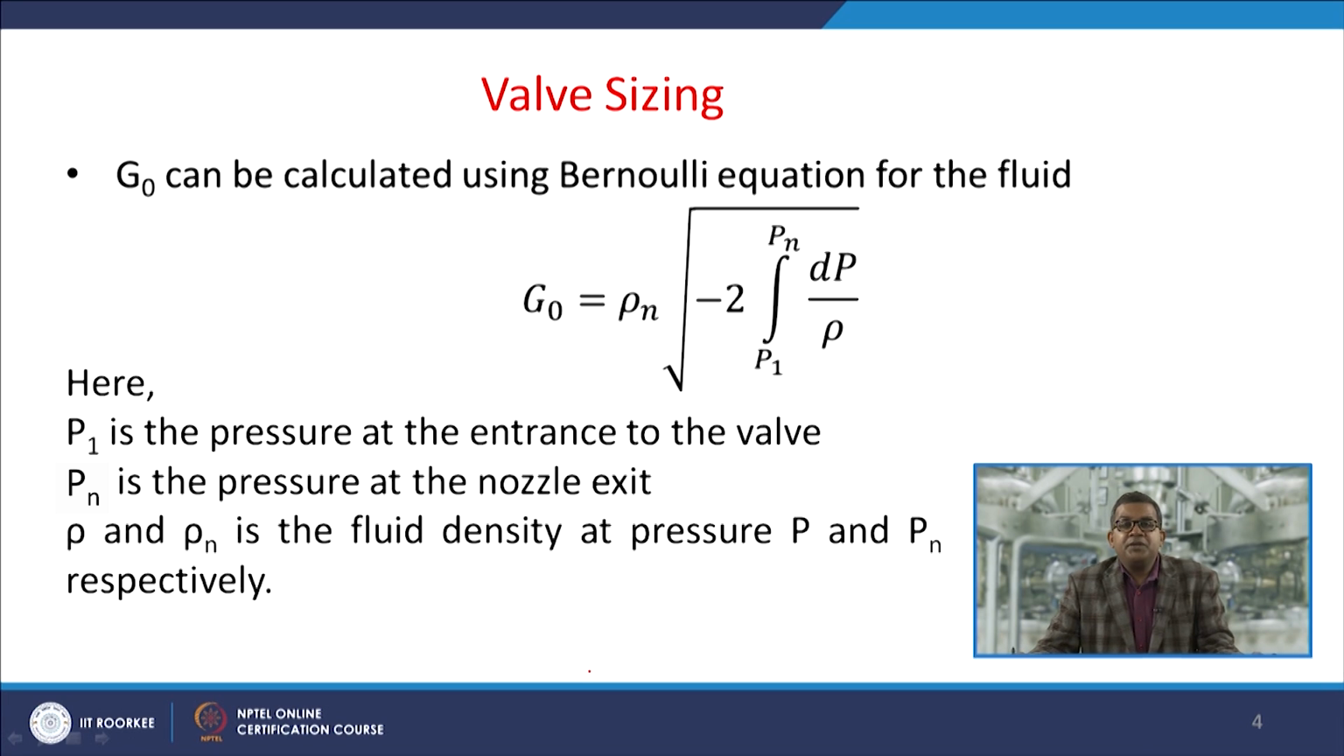Whenever there is a need to calculate G naught, it can be calculated by Bernoulli's equation for the fluid: G naught is equal to rho n square root of minus 2 times the integral from P1 to Pn of dP upon rho, where P1 is the pressure at the entrance of the valve and Pn is the pressure at the nozzle exit. Whenever you are using the nozzle, rho and rho n are the fluid densities at the pressures P and Pn respectively.